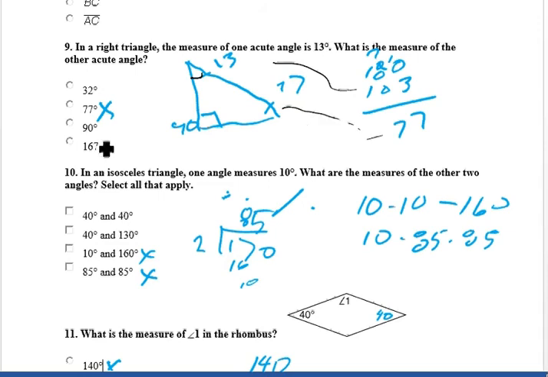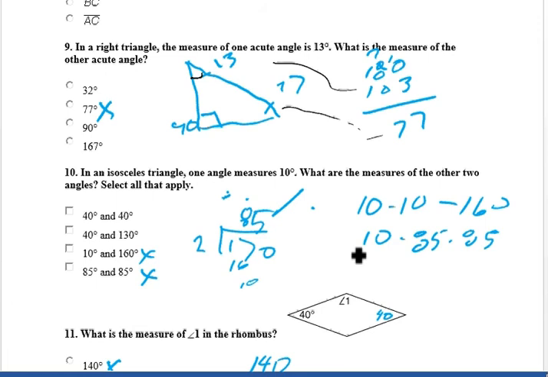In an isosceles triangle. So isosceles triangle, 2 sides are the same, or 2 angles are the same, and one's different. One angle measures 10. So it could be 10, 10, 160. That's 180. Or it could be 10, 85, 85. Because I got 2 angles are the same, and all 3 add up to 180. So both of those would work, because 85 plus 85 plus 10 is 180.